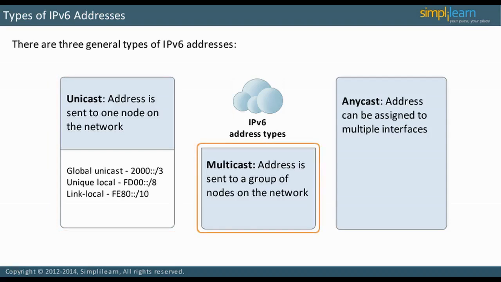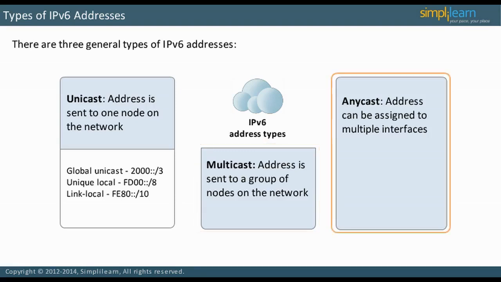The second general type of IPv6 address is multicast. As in IPv4, a multicast address is sent to a group of nodes on the network. The third type of IPv6 address is anycast. There is no analog to this in the IPv4 world. An anycast address can be assigned to multiple interfaces. The packet finds its way to the nearest interface with that address. In the next slide, let us learn how to represent IPv6 addresses.